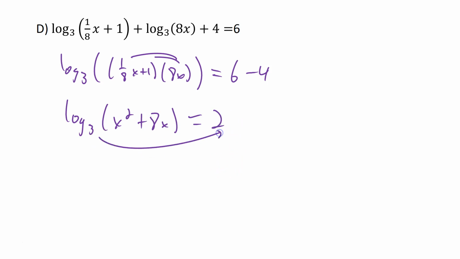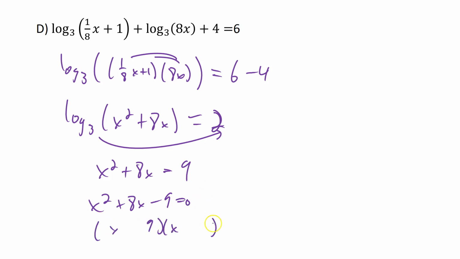So now we're going to bump it. Okay, we're going to bump it because we don't have a log on both sides. So we have x squared plus 8x is equal to 3 squared, which is 9. Subtract it from both sides. X squared plus 8x minus 9 equals 0. Quadratic. Let's factor it. X and x looks like a 9 and a 1, looks like plus 9 minus 1. So x could be negative 9 or x could be 1.